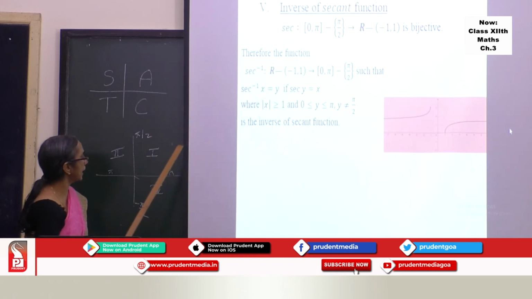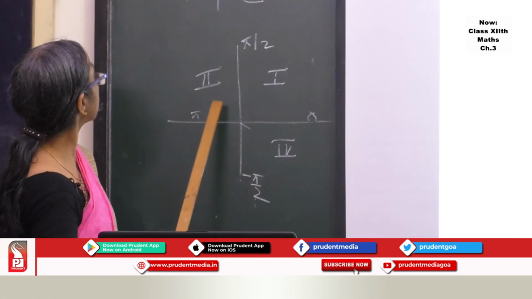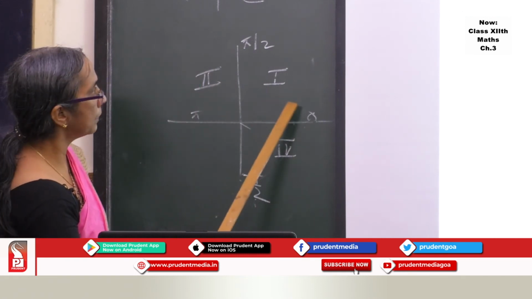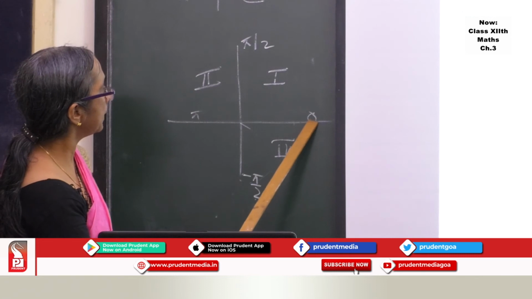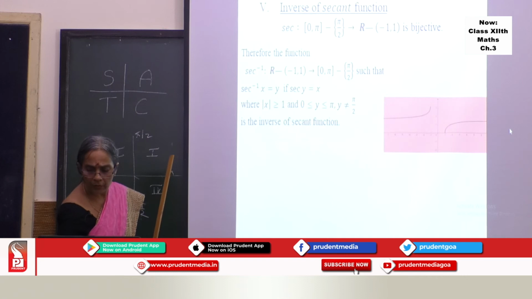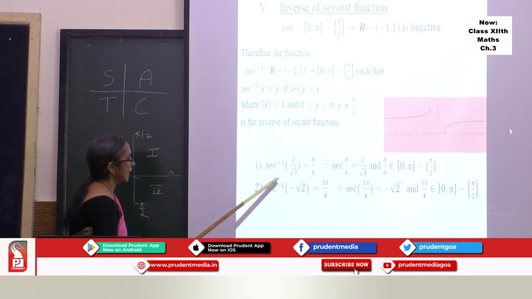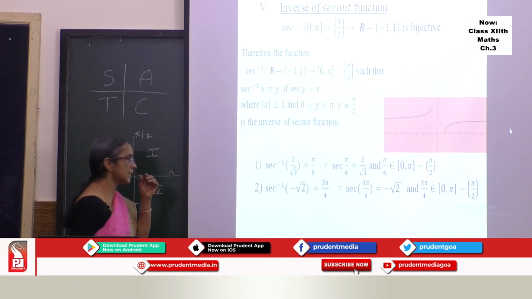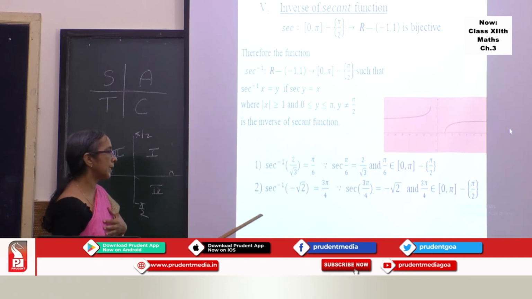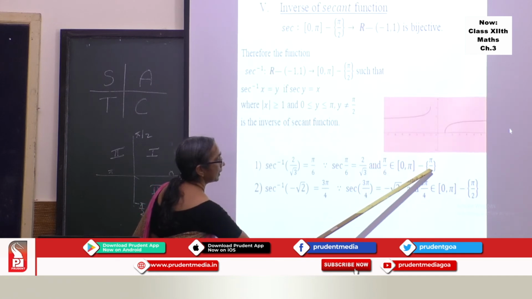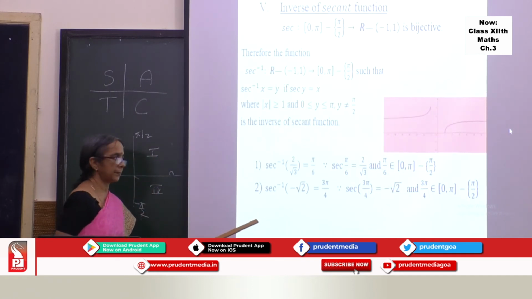sec inverse of a negative value is between pi by 2 and pi, and sec inverse of a positive value is between 0 and pi by 2. So, let me give you examples. Sec inverse of the positive value 2 by root 3 is pi by 6 because sec pi by 6 is 2 by root 3. Not only that, pi by 6 is an angle between 0 and pi, minus pi by 2.